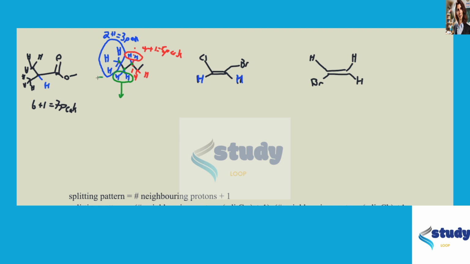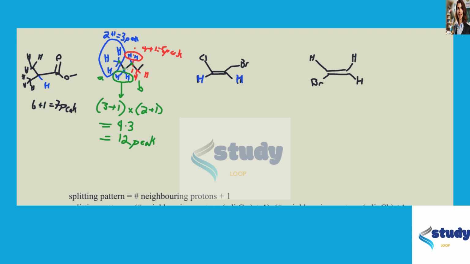So let's call the left side neighbor A and the right side neighbor B. So neighbor A, we have 3 protons, and if you do the plus 1, that gives us 4. Now we have to multiply this by B. So in neighbor B, we have 2 protons here in the red, plus 1. So our splitting pattern is going to be 4 times 3, 2 plus 1. So that equals 12 peaks, the maximum number for this proton.